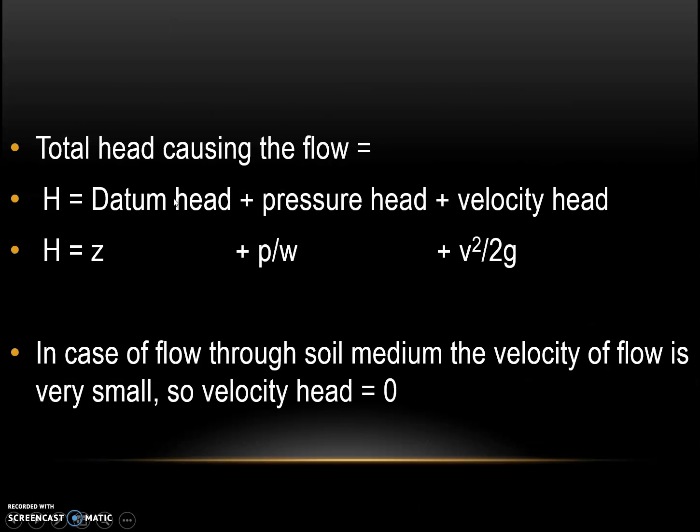Total head causing the flow is equal to H, which is equal to datum head plus pressure head plus velocity head. This is the Bernoulli's equation, which we have already learnt in fluid mechanics. So, H is equal to Z plus P by W plus V square by 2G. In case of flow through soil medium, the velocity of flow is very small. So, velocity head is equal to 0.